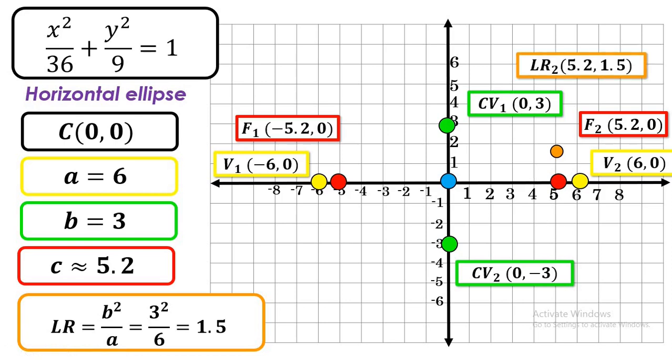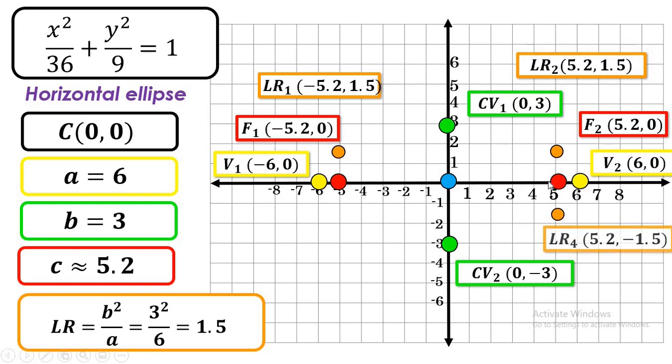And the endpoints would be (5.2, 1.5). For the other endpoint, that would be (negative 5.2, 1.5). Then if we move below this point, that would be (5.2, negative 1.5). And lastly, if we move below this focus, that would be (negative 5.2, negative 1.5).